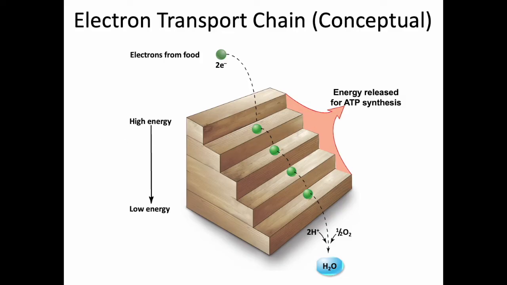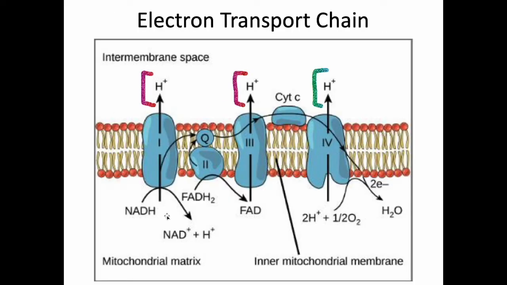That energy is used to pump a proton from one side of the membrane to the other side of the membrane. It happens again here. Again, these electrons are going down their staircase. They're losing energy. The energy doesn't disappear. It's used to pump a proton. And again here, it's used to pump a proton.